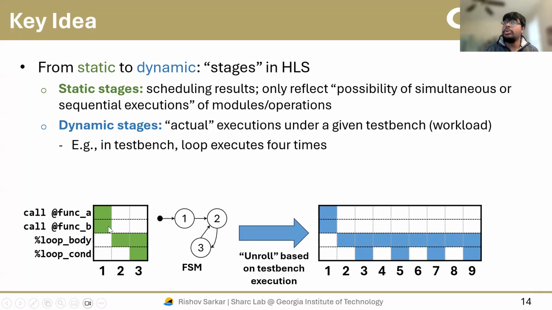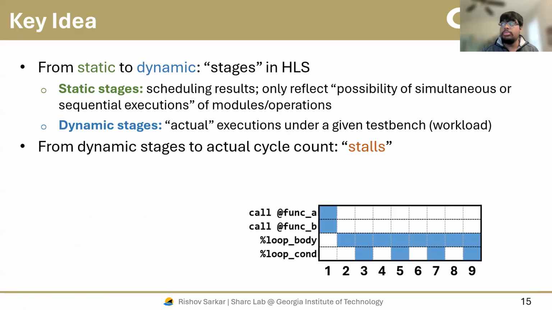So I will unroll essentially the static stages into what I call dynamic stages, where if here states 2 and 3 are representing this loop, then we're going to have those same states 4 times for a loop that executes 4 times. So all I'm doing is taking the static schedule, and based on the actual execution, I'm just renumbering it for each iteration for each actual state that is visited. Does that make sense so far?